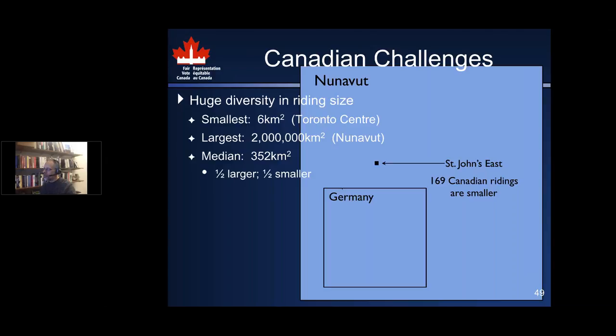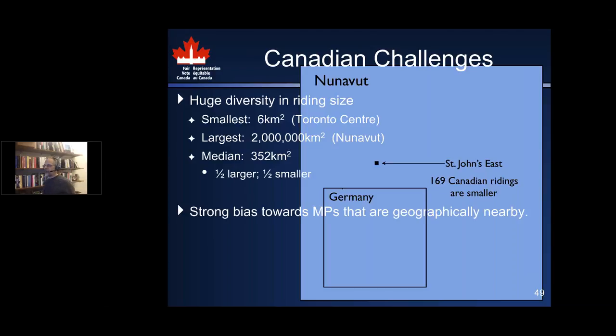So we have a bunch of ridings. Five of our ridings are bigger than Germany, all of Germany. And so some would argue that a system that is associated with Germany, mixed member proportional, for example, given this diversity of riding sizes, might need some tweaking to work in Canada.